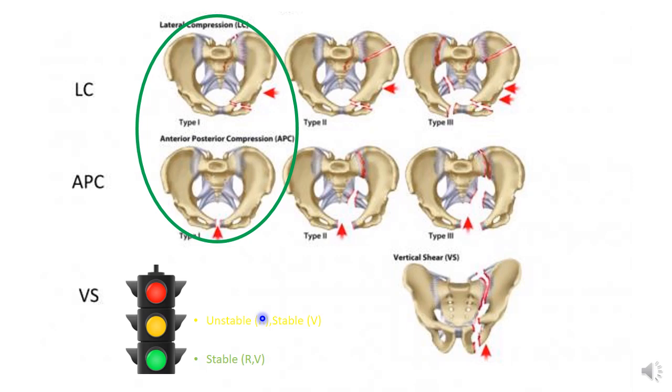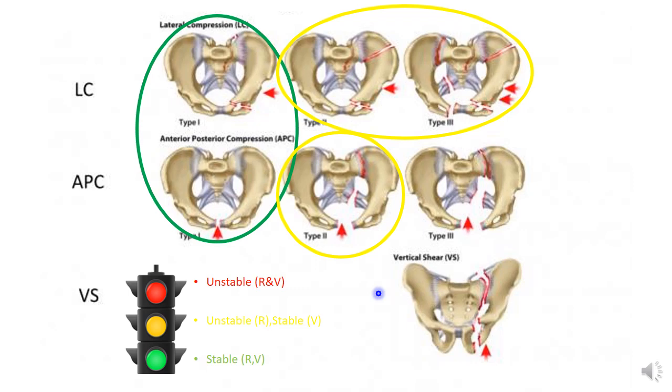What will be the partially unstable, which is rotationally unstable but vertically stable? This will be the rest of the lateral compression, and also the middle of the anteroposterior compression, which is type 2 anteroposterior compression with, again, disruption of the symphysis pubis ligaments, pelvic floor, and anterior sacroiliac ligaments.